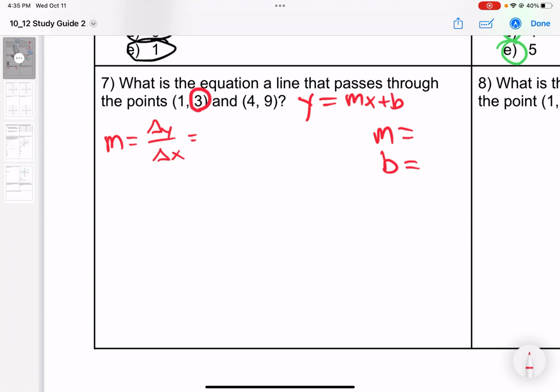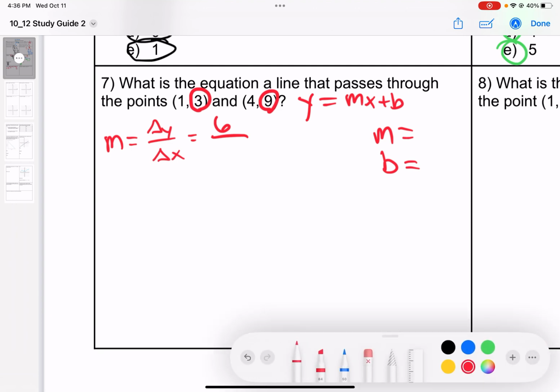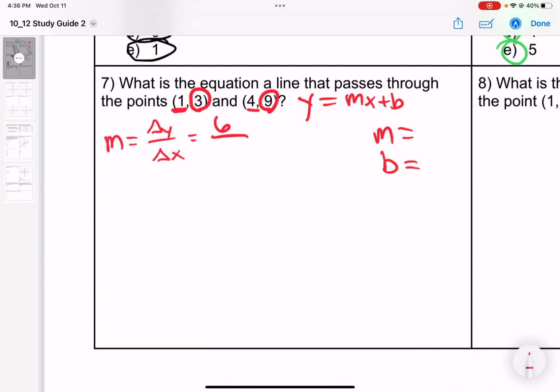So let's look from 3 to 9, right? From this point to this point. How much does the y change? Well, it changes by positive 6. Right? The y's are the second point. What about x? The x is the first point, so I go from 1 to 4, so I change 3. So the slope is 6 over 3. 6 over 3 is 2. So the slope is 2.